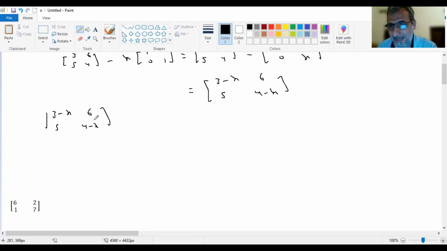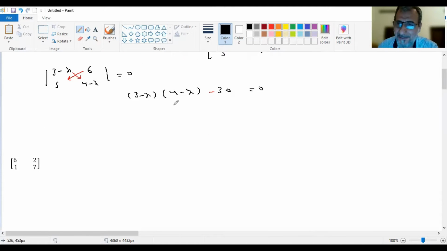Lambda is an eigenvalue if the determinant equals 0. So what is the determinant? We multiply the diagonal, 3 minus lambda times 4 minus lambda, minus the product of 6 and 5, so minus 30, equal to 0. Lambda is an eigenvalue if this matrix is singular, with determinant equal to 0.